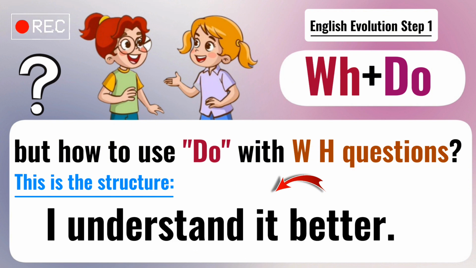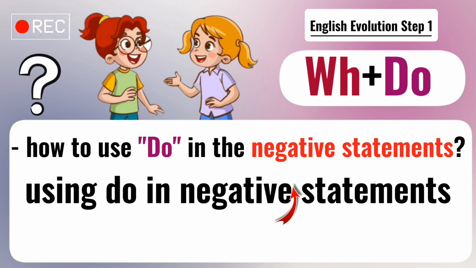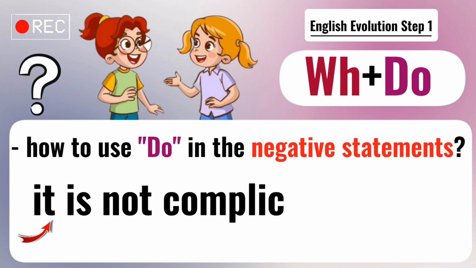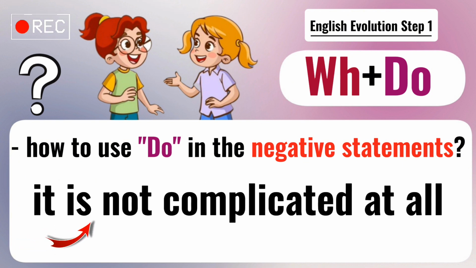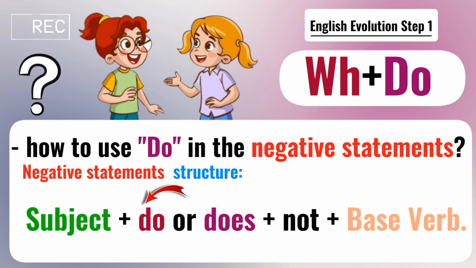Okay, now I understand it better. Can you explain to me how to use do in negative statements? Using do in negative statements, it is not complicated at all. This is how to form the sentence. Structure: subject plus do or does plus not plus base verb.